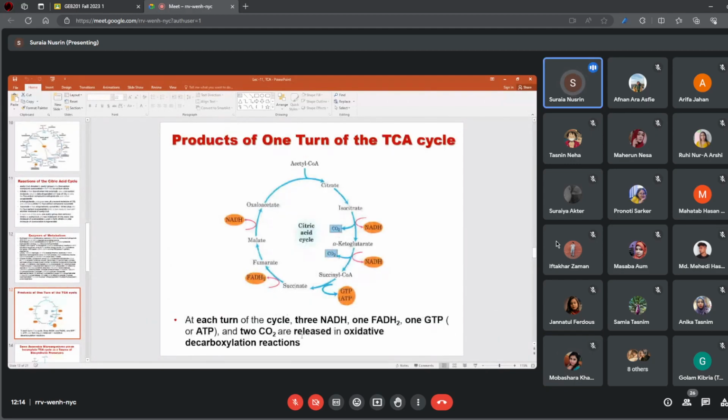Okay, so next, again look at the TCA cycle. What are the products of one turn of the TCA cycle? We can see that the major products of the TCA cycle are here. You can see three molecules of NADH, one molecule of FADH2, one molecule of GTP or ATP, and two carbon dioxides are produced in one turn of the TCA cycle.